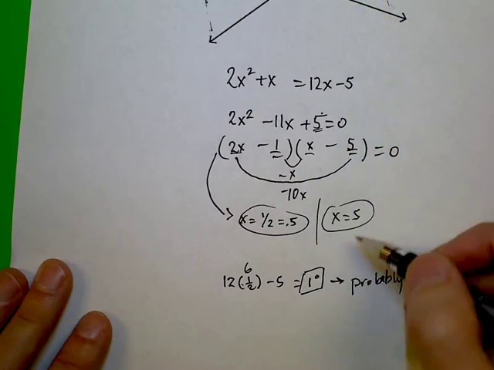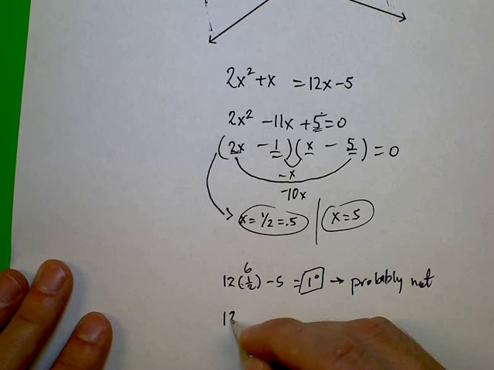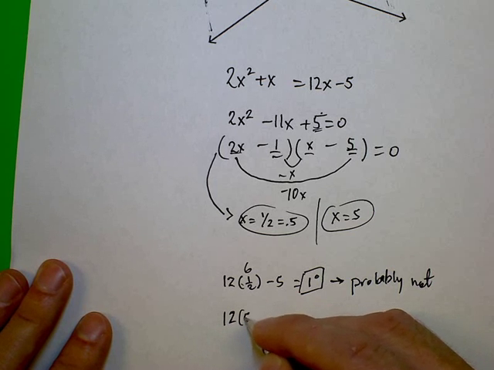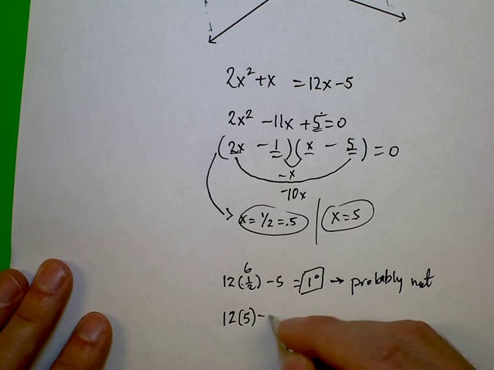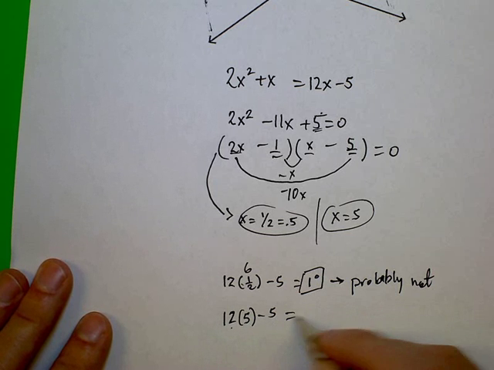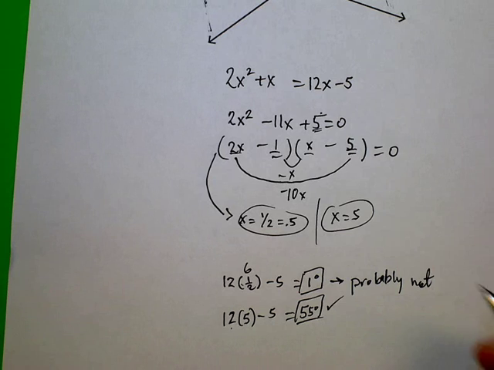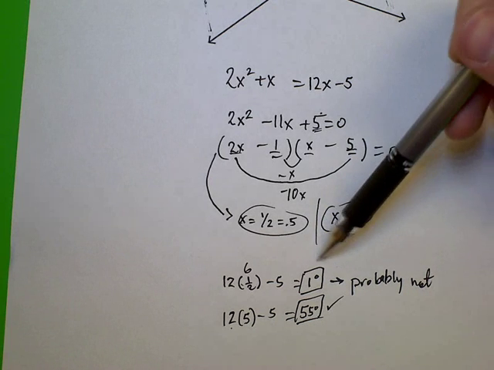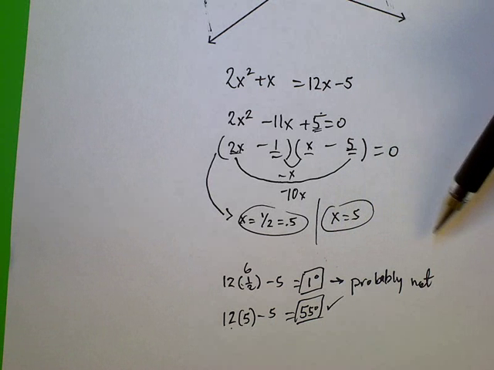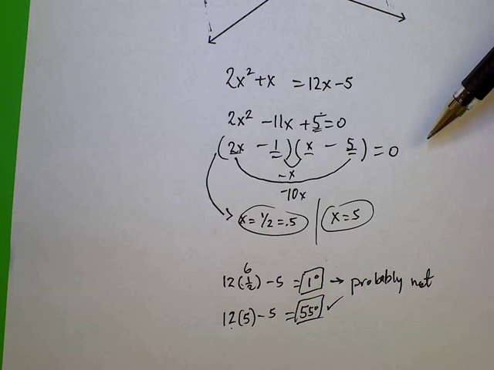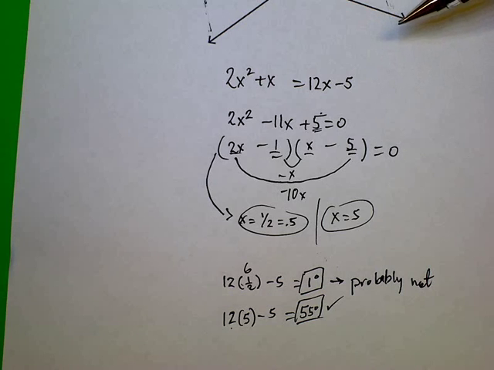Okay, and then let's try the 5. This one might be a little bit more reasonable. And then minus 5. So we got 60 minus 5. We got 55 degrees. That's more reasonable. I would still want you to show me 1 degree and then maybe make some sort of conclusion that it doesn't make much sense with the picture. But, you know, maybe it's not drawn to scale or something like that.